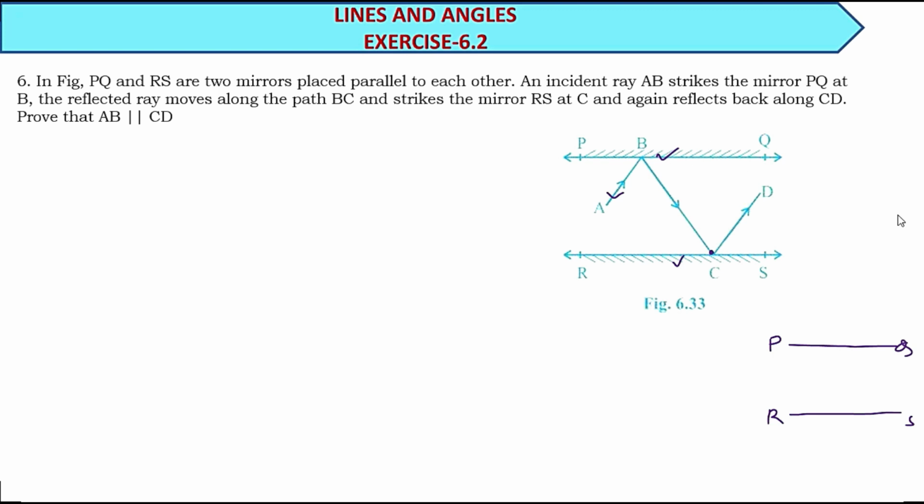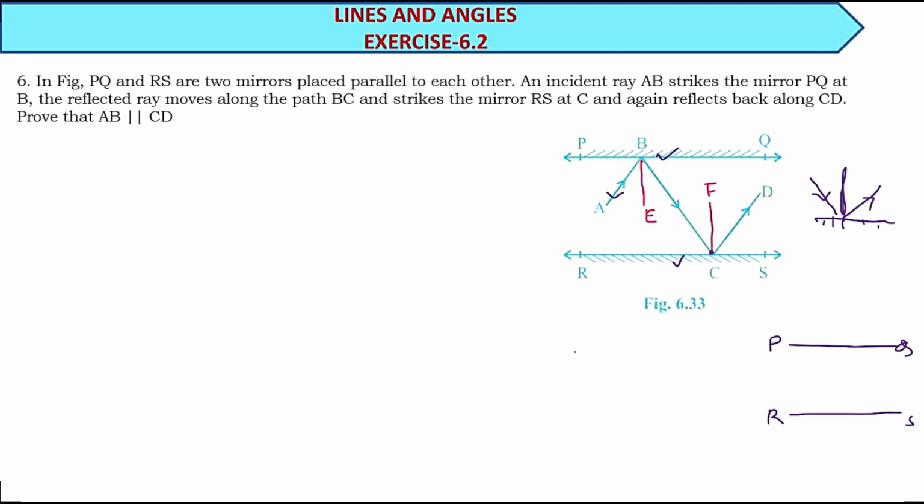When you have studied the laws of reflection, suppose this is a mirror, this is the incident ray, this is the reflected ray, and we draw a normal that is perpendicular to the surface of the mirror. Similarly here we will draw a line BE perpendicular to PQ, and a line CF perpendicular to RS.